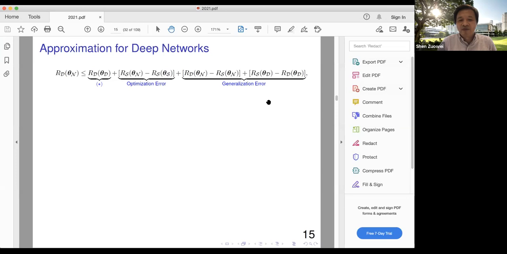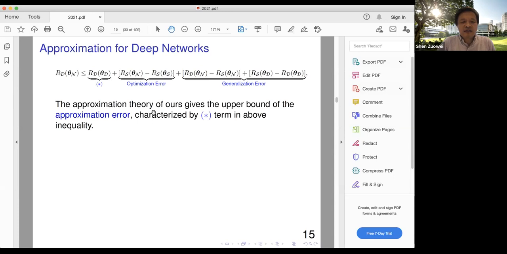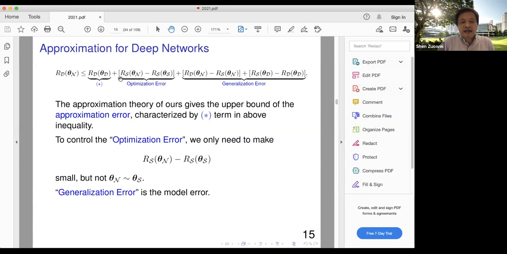So look at all this. Then what does our approximation theory give? We give the upper bound for this one. That's the main result for this paper. In this talk, we are talking about how to estimate the upper bound for this, or at least whether for any epsilon, you can have this be smaller than epsilon. That's called the universal approximation property. And this is the optimization error, and this is normally called the generalization error.